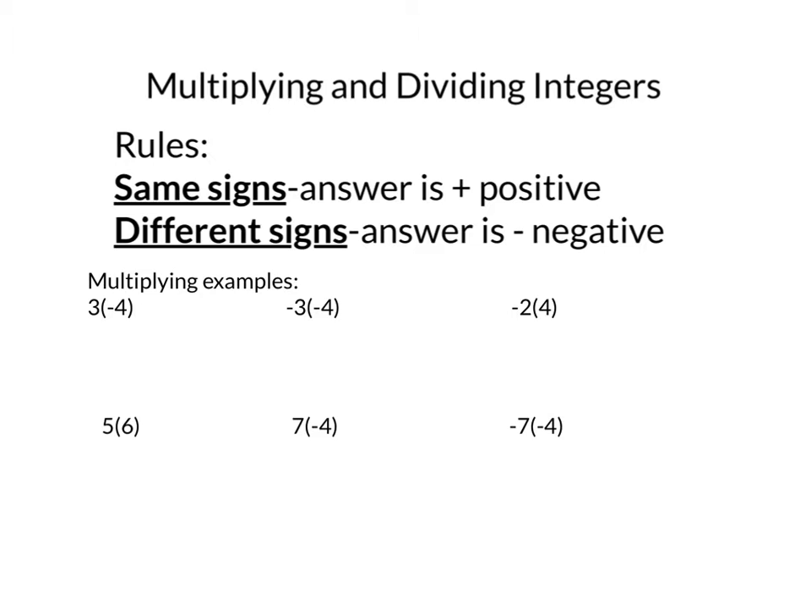So let's look at our first example. We have 3 times negative 4. Well, what does this actually mean? We'll look at a little example of an integer model with the pluses and minuses and see that this means 3 groups of negative 4, which is 4 negatives, 4 negatives, 4 negatives. So you can see why the answer would be negative. I have 12 negatives.